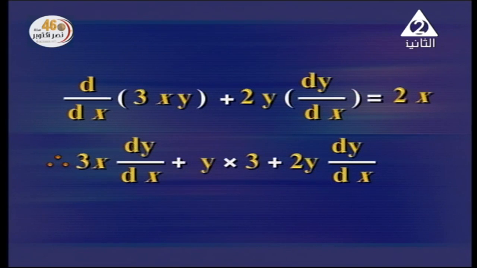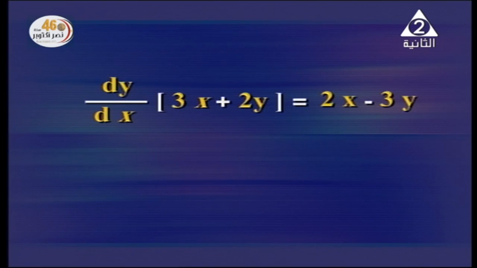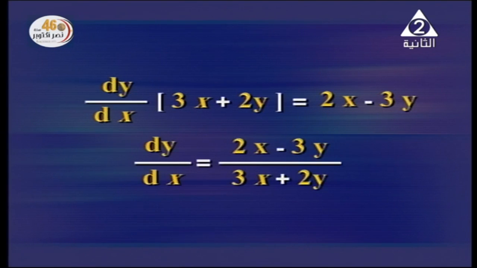What is the derivative of y? Derivative of x squared multiply 3 plus 2y dy over dx equals 2x. Then, by using highest common factor, dy over dx multiply 3x plus 2y equals 2x minus 3y. Then dy over dx on the left-hand side equals 2x minus 3y over 3x plus 2y.